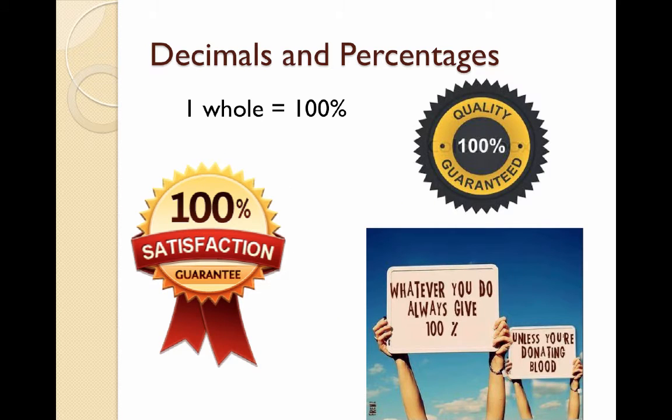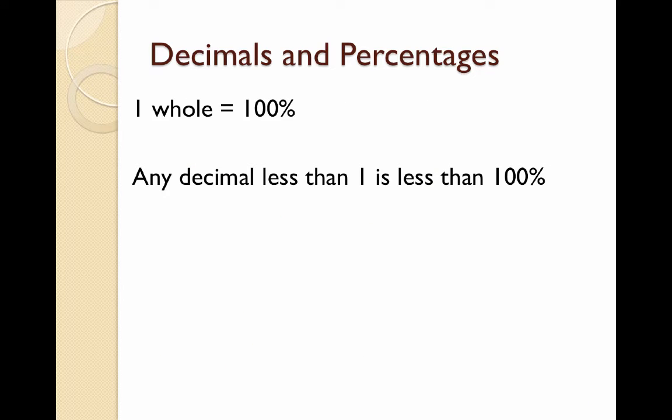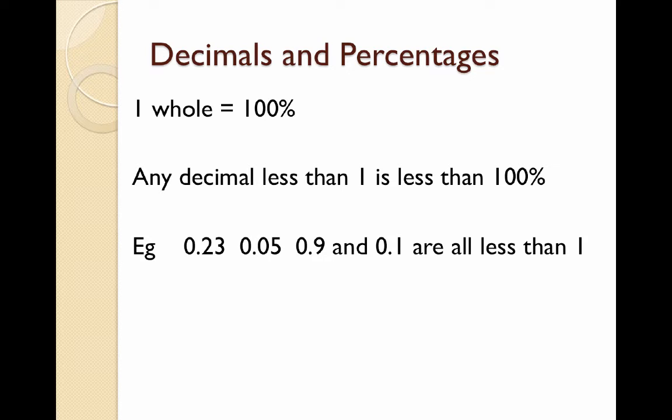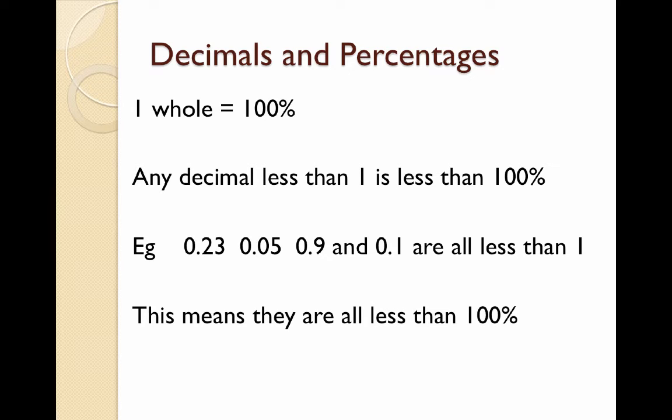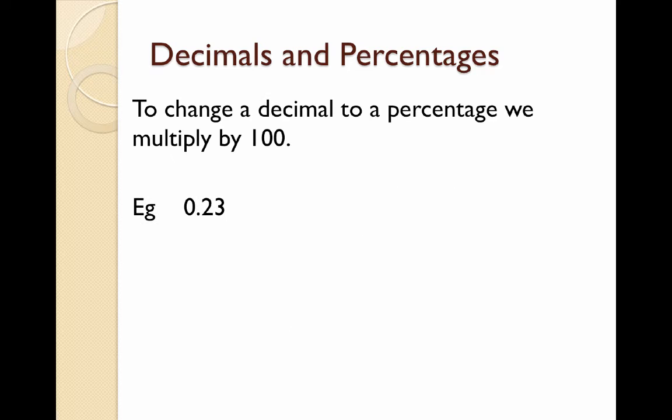If you were to have one whole, one unit, that means that you have 100%. Now, any decimal that's less than 1 is less than 100%. That means decimals like 0.23, 0.05, 0.9 and 0.1 are all going to have a percentage less than 1. They're all going to be less than 100%. So to change a decimal into a percentage, what we need to do is multiply by 100.